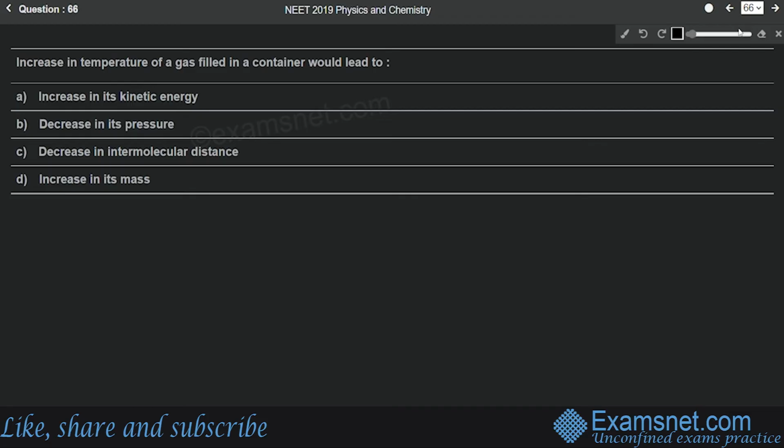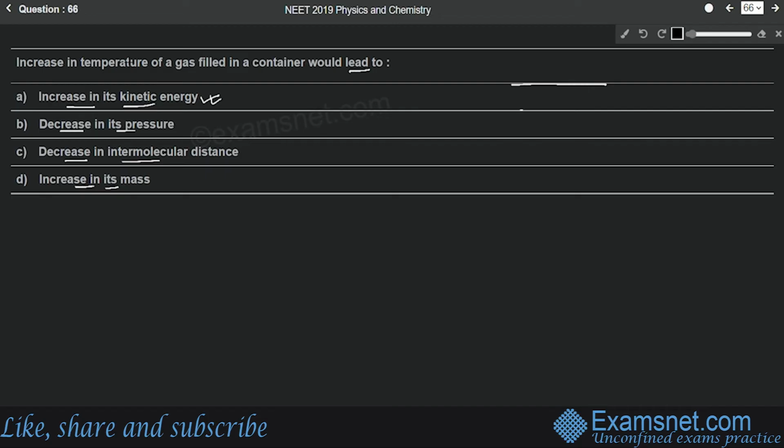Question number 66 is from the chapter Kinetic Theory, and the question is, increase in temperature of a gas filled in a container would lead to. Options are increase in its kinetic energy, decrease in its pressure, decrease in intermolecular distance, and increase in its mass. Okay, so the correct option will be the first one, increase in its kinetic energy. Okay, so there is a logic behind that.